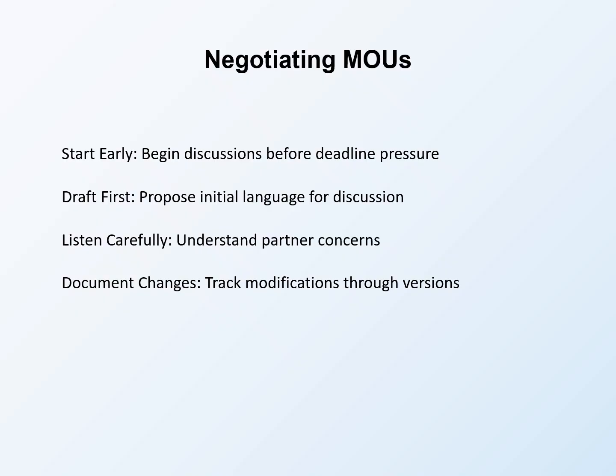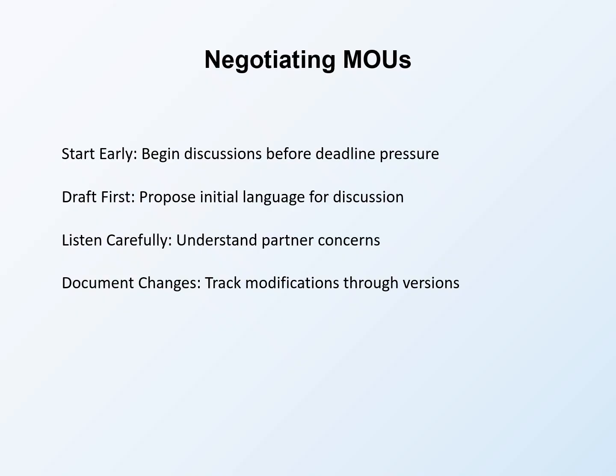Seek mutual benefit throughout negotiations. Agreements that clearly benefit both parties are more sustainable than those that primarily serve one side. Make sure your partner sees value in the partnership. Document discussions and decisions as negotiations proceed. Memory differs and circumstances change. Written records prevent later disputes about what was agreed.